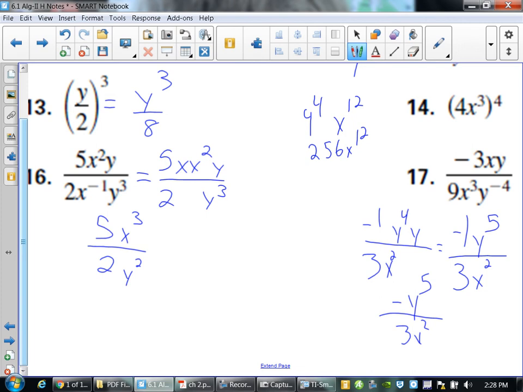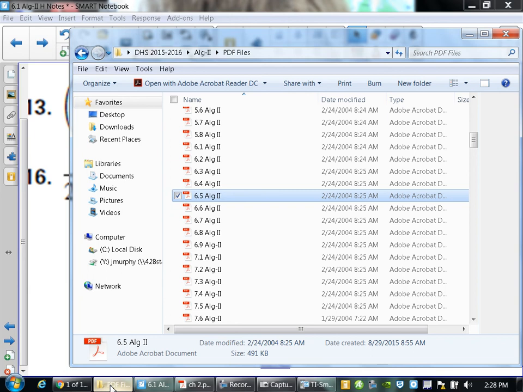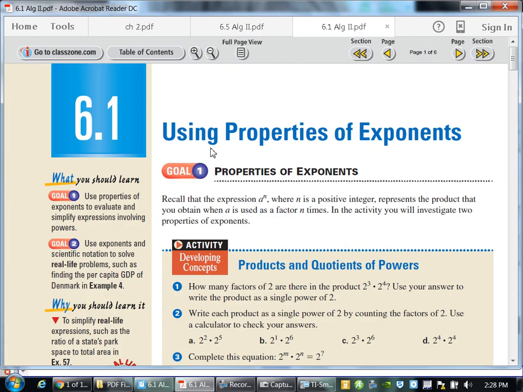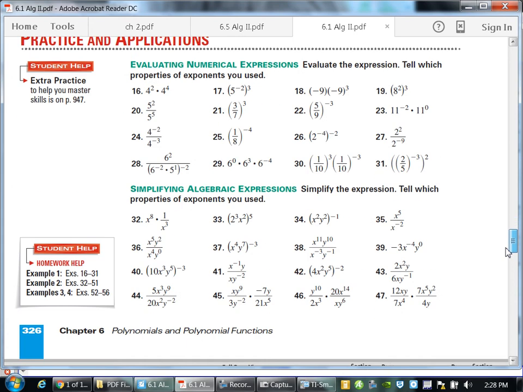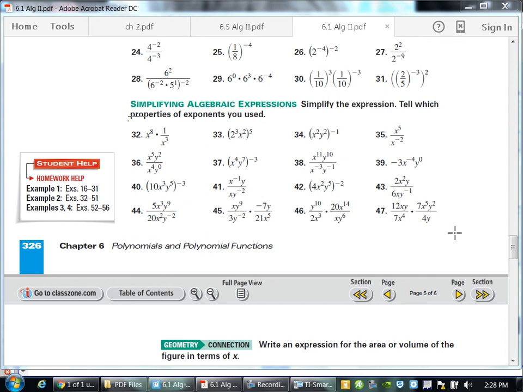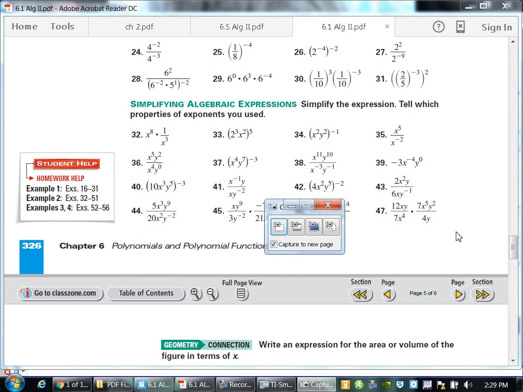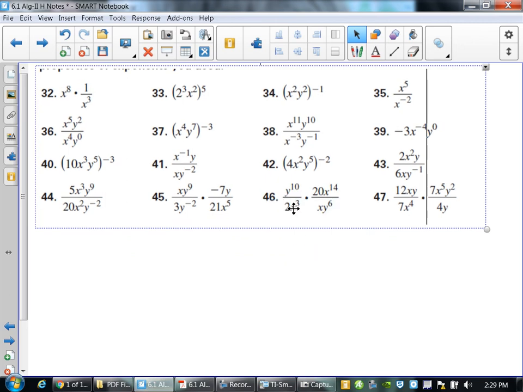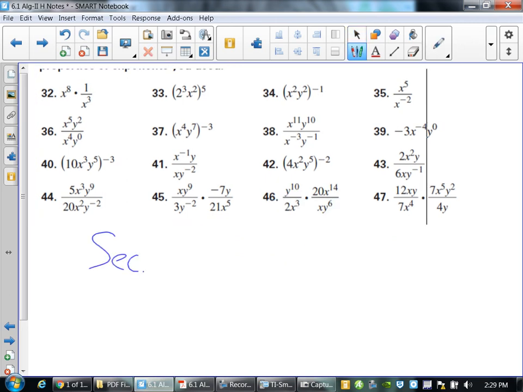Let me give you some of these for the weekend. This is on page 326. I want you to do 32 to 47. We have about 15 minutes right now. You're going to get 2/3 of this done. This is section 6.1.